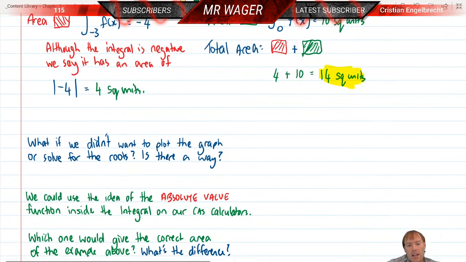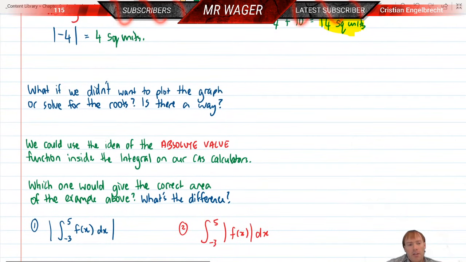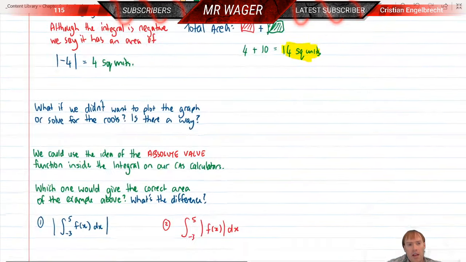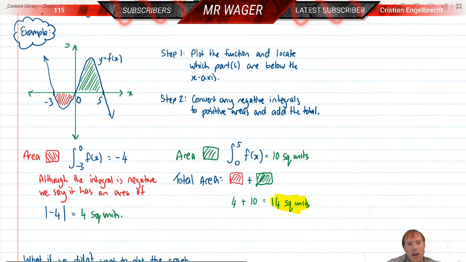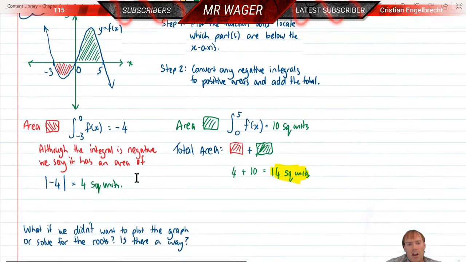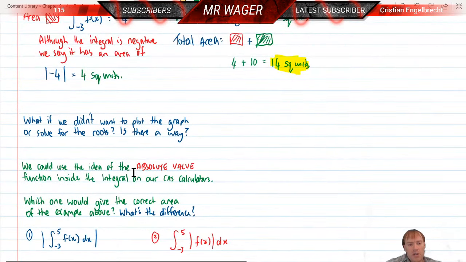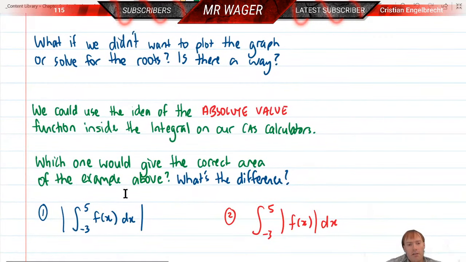And you can do this on your calculators. And I've got a bit of an example here. So with the first example that we've got just up here, the area between -3 and 5. So this same graph we're doing here between -3 and 5. I've just got two scenarios, and I'm posing the question, which one of these would give the correct area of the example above? And the other question I pose is, what's the difference? Would they give the same value?